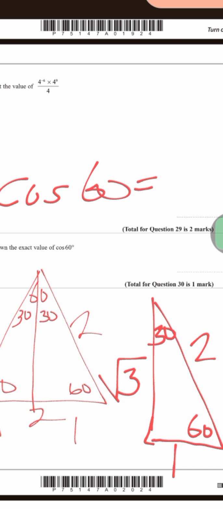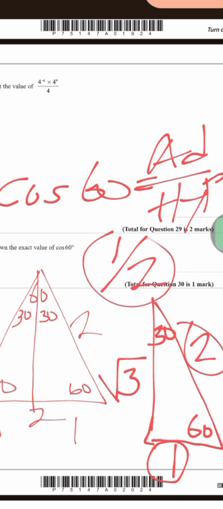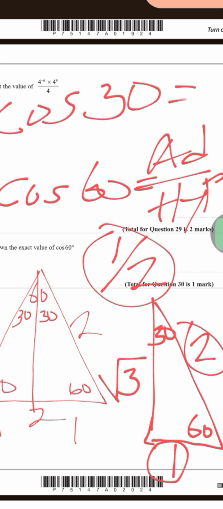Now for us to find cos 60, that is adjacent over hypotenuse. Our adjacent there is 1, while our hypotenuse is 2. So adjacent over hypotenuse is 1 over 2. So cos 60 without the use of a calculator is 1 over 2. Now, looking at this diagram, I want you to find what cos 30 will be. Adjacent over hypotenuse. What is the adjacent of 30 and what is the hypotenuse of 30? Tell me the answer in the comment section.